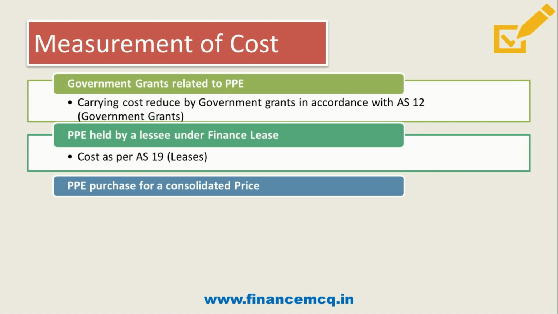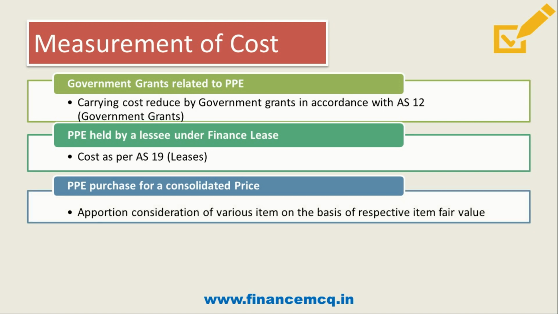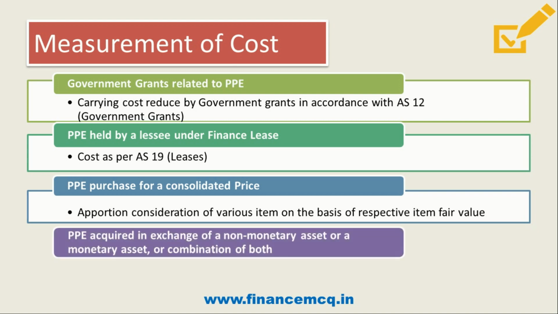So friends, in this situation you have to apportion the consideration of various items on the basis of their respective fair values. That is, for example, if you have paid a total consideration of 1 crore for 5 items of plant, property and equipment, then you have to apportion this consideration over the 5 items based on their fair value. Next situation is you have acquired a PPE in exchange of a non-monetary asset or a monetary asset or a combination of both monetary and non-monetary.